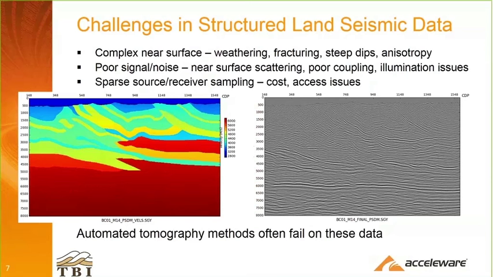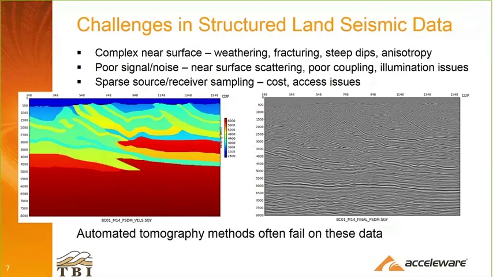And we'll see some illumination issues depending on the geometry and the velocity complexity of the subsurface. Often we also see sparse source and receiver sampling for a variety of reasons. It is expensive to work in these environments, and so cost is an issue. And also we have access issues. It's difficult sometimes to put geophones up a cliff or through a river, and there's also sort of lockout zones that we have to deal with.